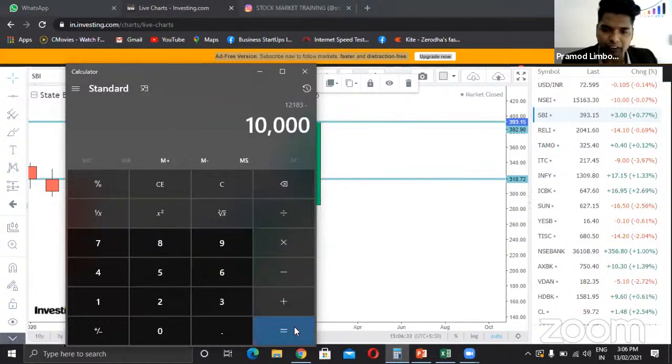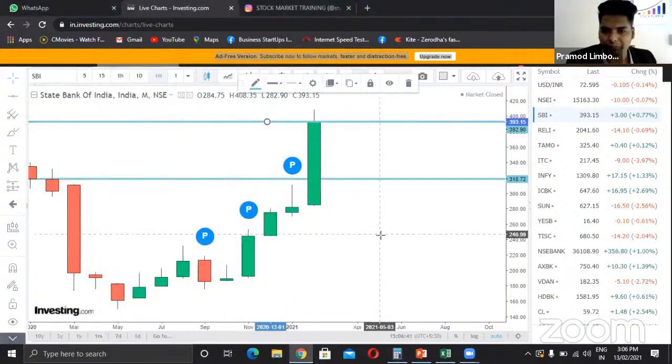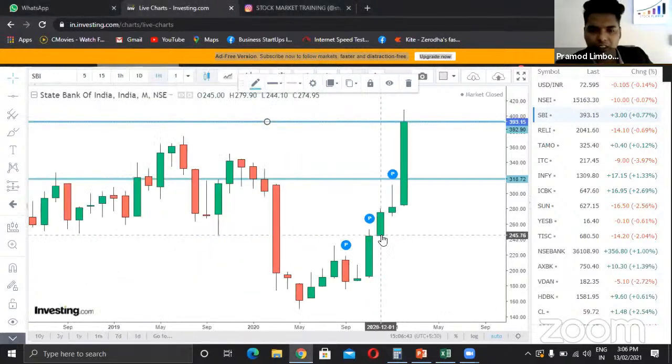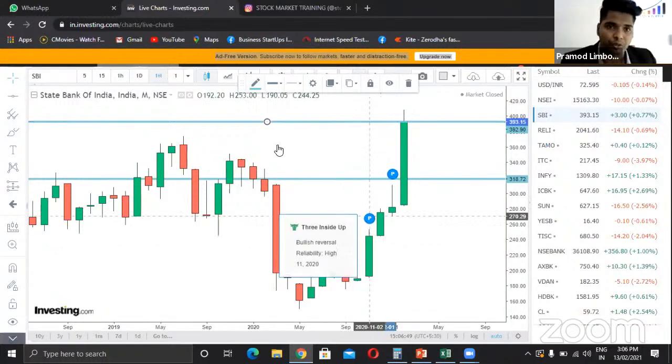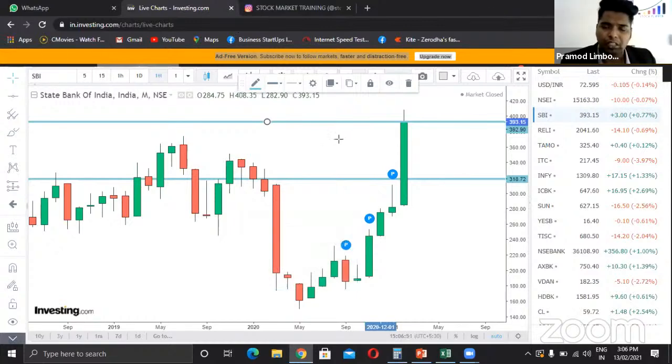Most of the traders, or most of the beginners, tell me the stock market is a risky place. But tell me, where is the risk here? Is SBI going to fall, or is SBI going to go bankrupt or something? Because it's a central government run bank. So let's see my cash trade. I gave a cash trade on my Telegram channel. I'll just show you.